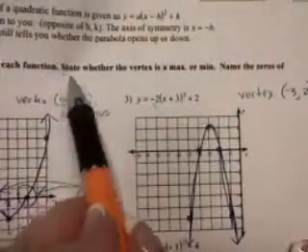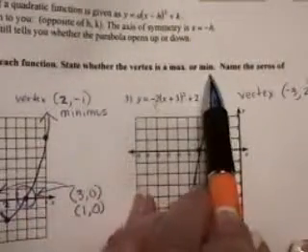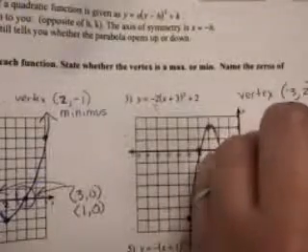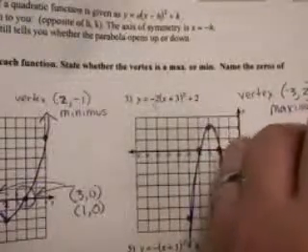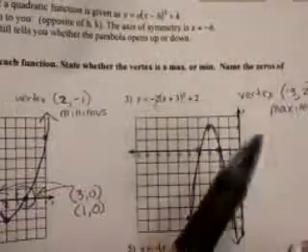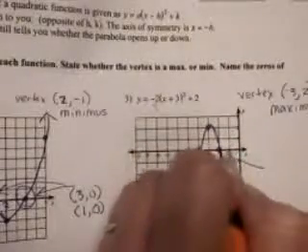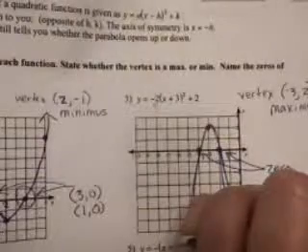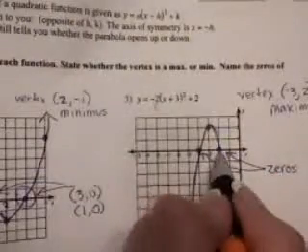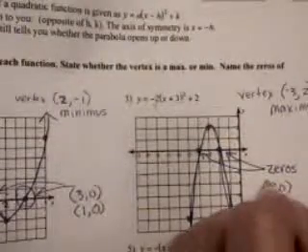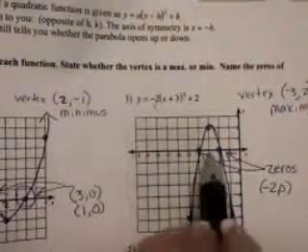Finish answering the question. State whether the vertex is a max or a minimum. Since my vertex is at the top of the graph, it is a maximum. And the directions also say name the zeros. Remember, the zeros are the x-intercepts. So these are my zeros. This one is at -2, 0. Remember to pay attention to what the scale is on your graph. And -4, 0.